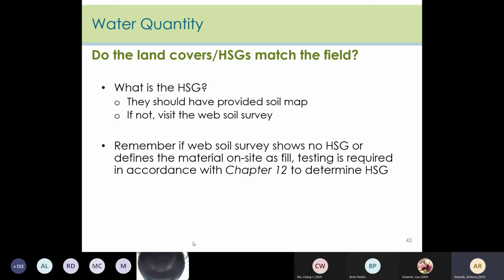You can't just accept an assumption like if it's urban land, then it must be HSG D. That's not true at all. It really depends on where the fill came from. That influences what kind of HSG that fill ends up having.